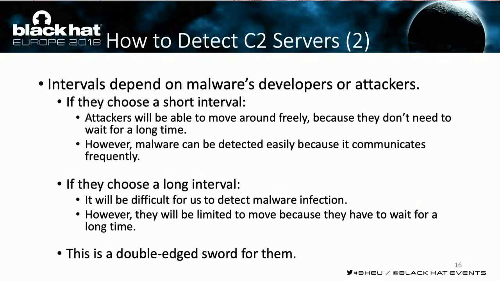Communication intervals are important for attackers because if they choose a short interval, they will be able to move around freely. However, we will also be able to detect it easily by counting the total number of communications. On the other hand, if they choose a long interval, they will be limited in movement. But it will be difficult for us to detect the activity because there will be too few communications to find if we sum up each destination host. This is a double-edged sword for them.